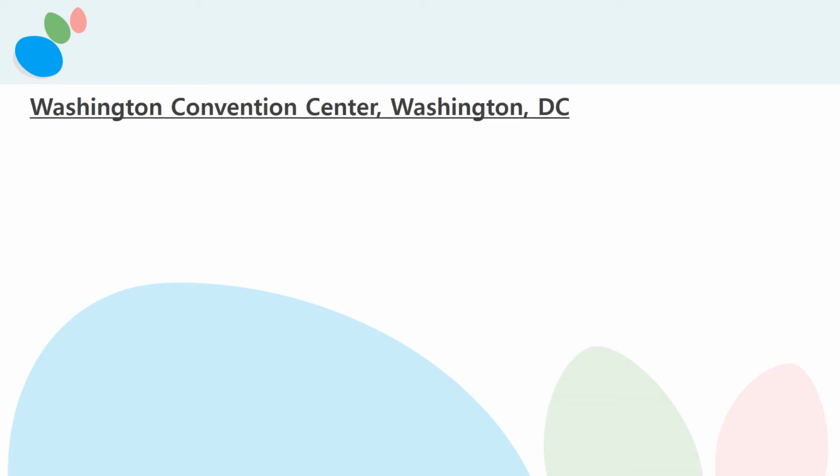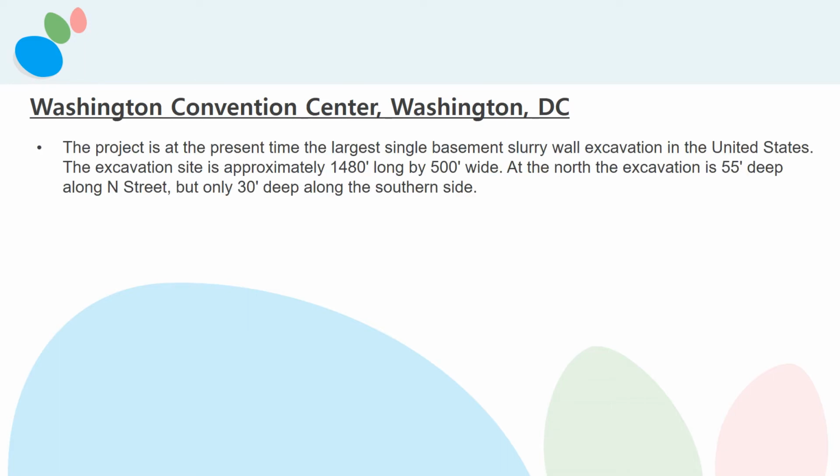Case Study 3: Washington Convention Center, Washington, D.C. Situation: the project is at the present time the largest single-basement slurry wall excavation in the United States. The excavation site is approximately 1,480 feet long by 500 feet wide. At the north, the excavation is 55 feet deep along North Street, but only 30 feet deep along the southern side. So, what is the best solution to proceed with the substructure work?